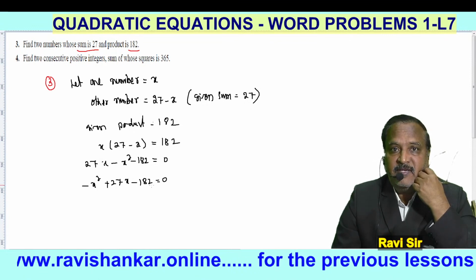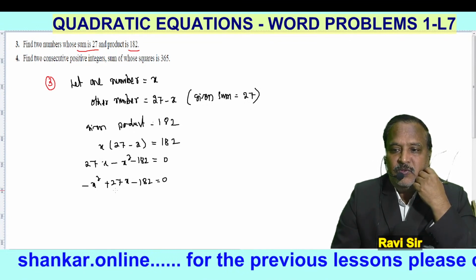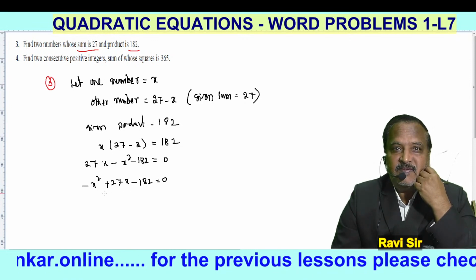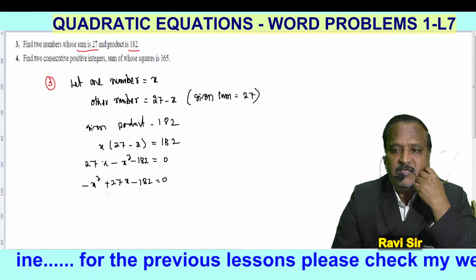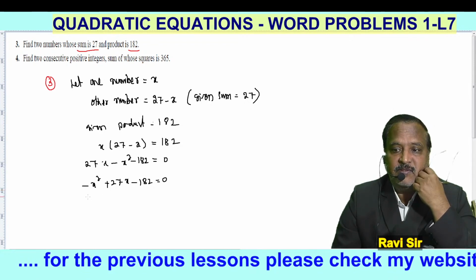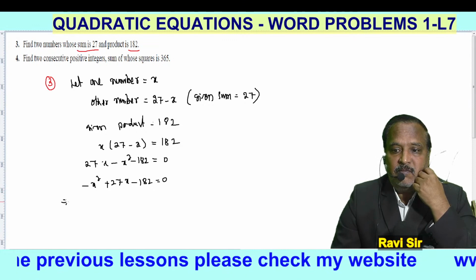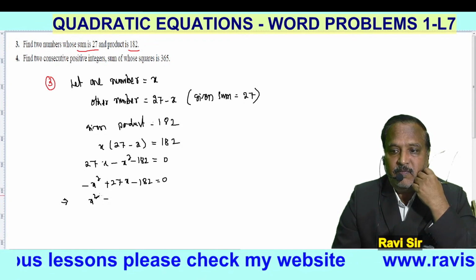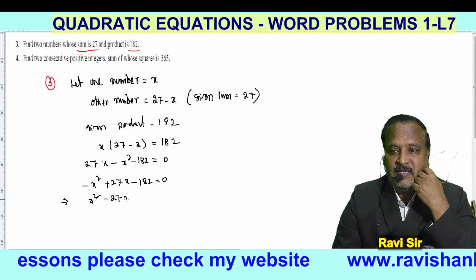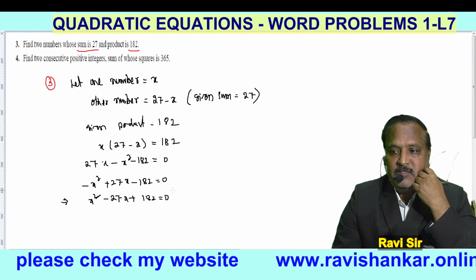That means I have written the x square term in the beginning. Okay, so 27x minus... now x square has a negative symbol. You can do it without changing it, or if you are afraid of the negative symbol, multiply all the terms with minus. So x square minus 27x plus 182 is equal to 0.